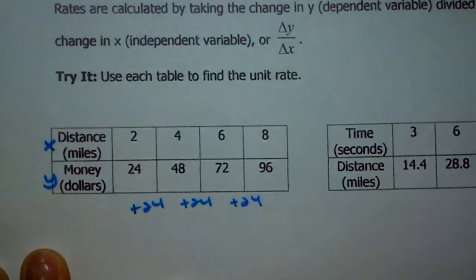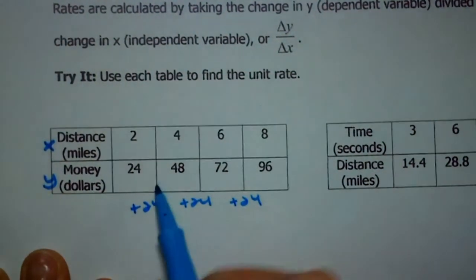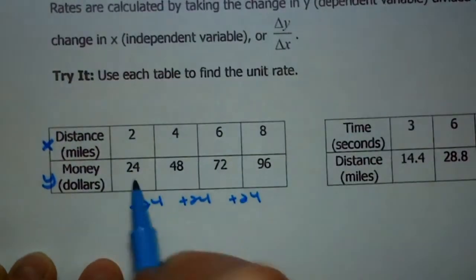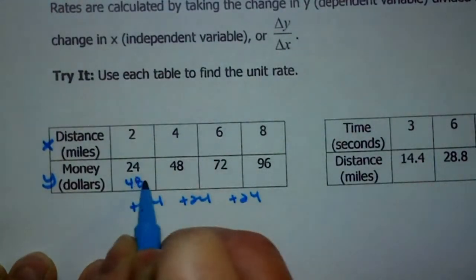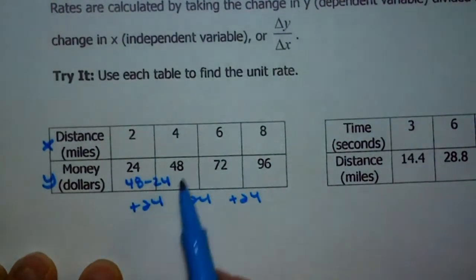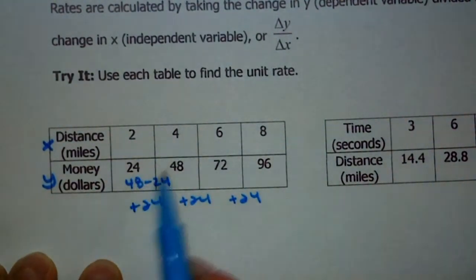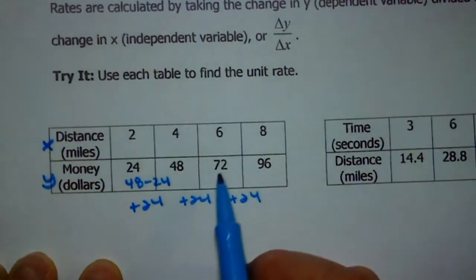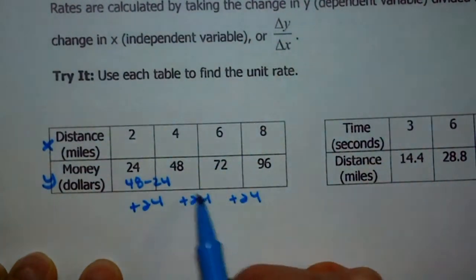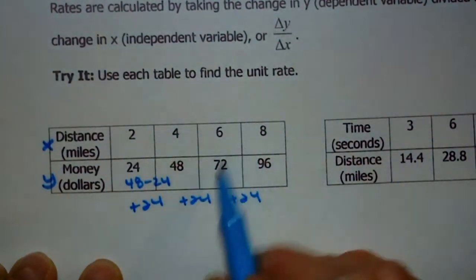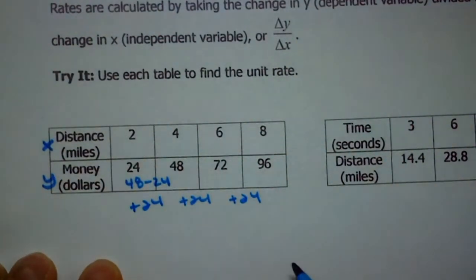Now, if you looked at that and it wasn't obvious to you, all you need to do to figure out 24 plus what is 48 is take 48 minus 24. And that will tell you 24 plus what is 48. Or same here, you can take 72 minus 48, and that'll tell you plus 24. 96 minus 72, and that'll tell you what it's going up by.